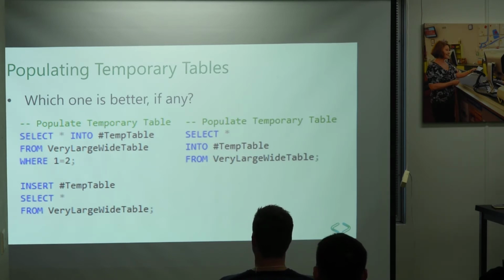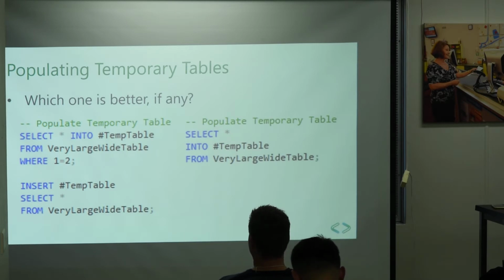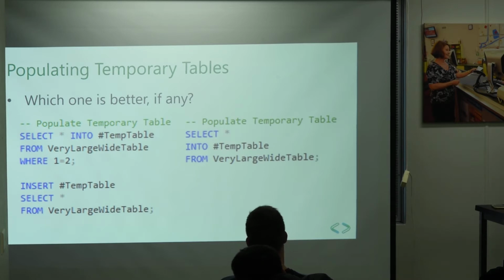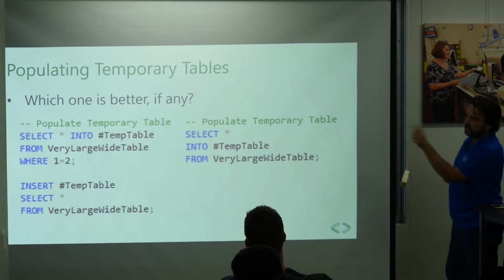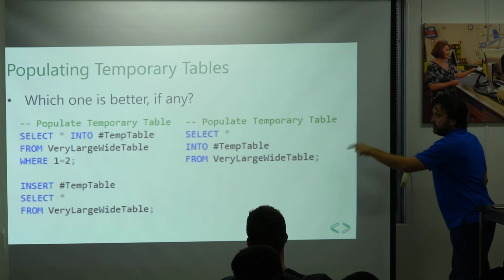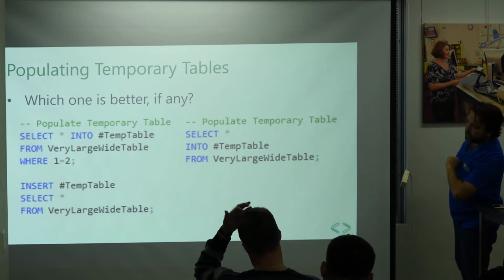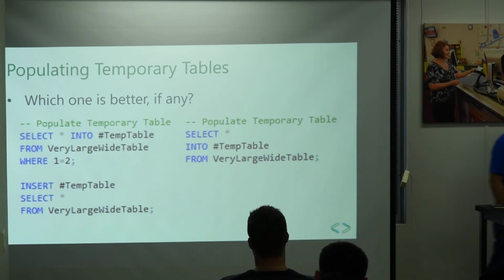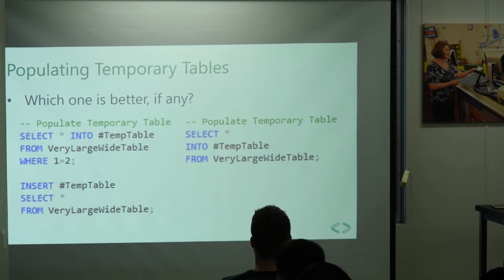Populating temporary tables. Which one is better, if any? There might not be any, but there might be. I'm not sure. So you can see we've done a select star into hash table from very large wide table, where 1 is equal to 2. We discussed this pattern: it creates an empty table, then we insert into that hash table, select star from very large table, versus on the right-hand side, select star into hash temp table from very large wide table. Which one's going to be better, if any?